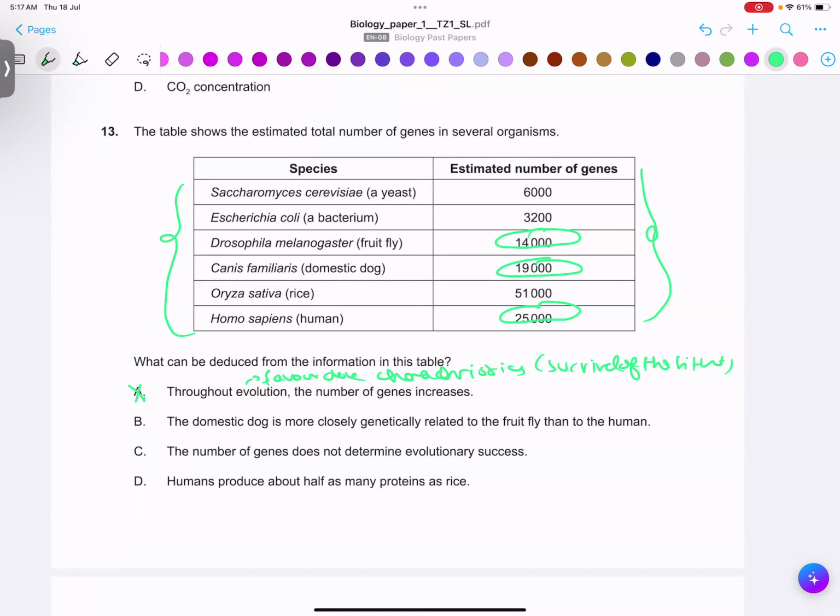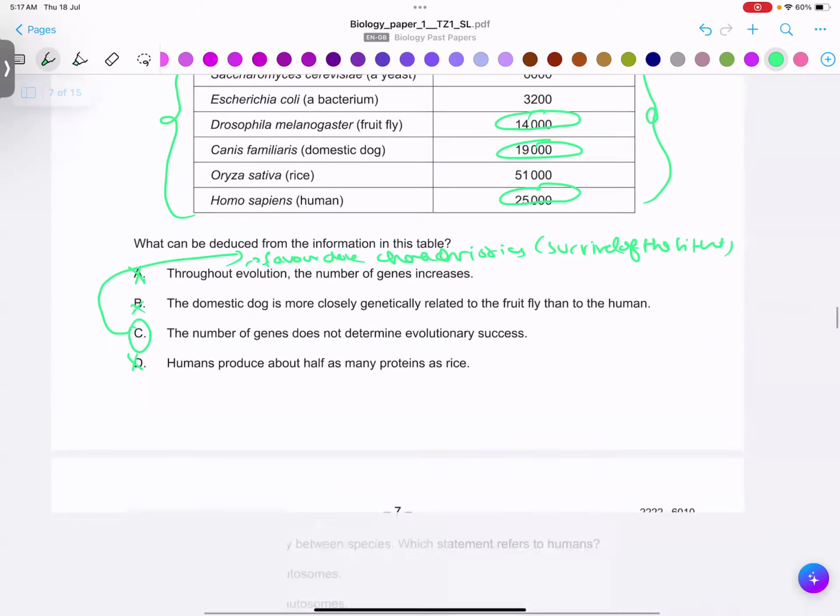The number of genes does not determine evolutionary success. Not really, because they're all alive today. So no. And the human dog? Oh, actually, that is true. Never mind. The humans produce about half as many proteins as rice. No, so it is C because it's true. It does not determine evolutionary success. That is true because, like I said, favorable characteristics, survival of the fittest, does not have to do with the number of genes. So it is C.